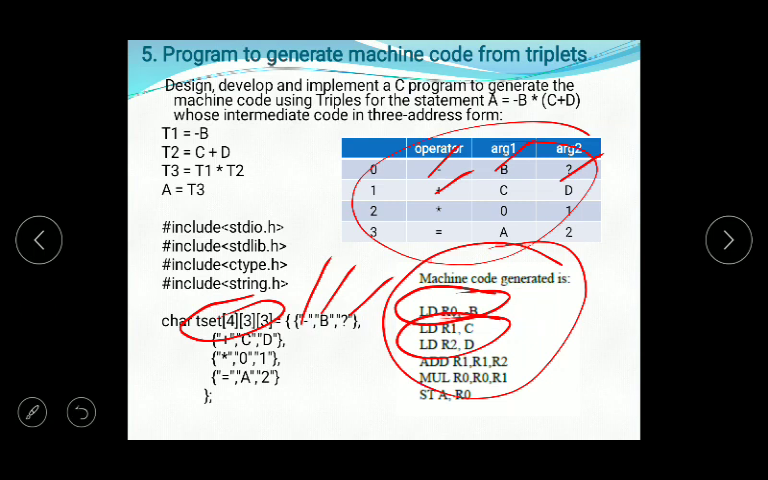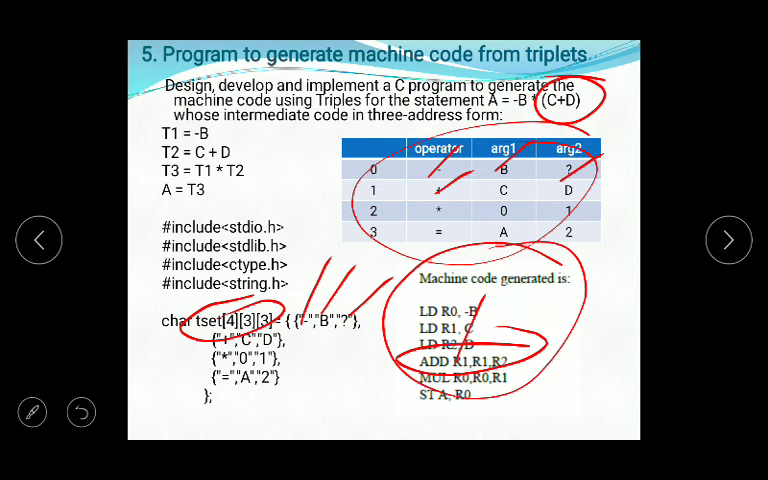Then what to do? Addition, right? Its parenthesis expression is C plus D. So add R1 comma R1 comma R2 means store the result in R1 with the addition of R1 and R2. R1 is having C and R2 is having D. So C plus D is added and stored in R1.